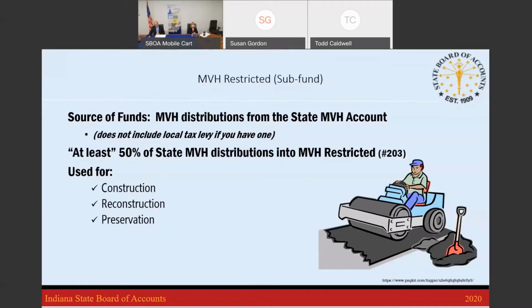The money in the MVH Restricted Fund can be used for construction, reconstruction, and preservation of your roads. Now, there are some definitions of what construction, reconstruction, and preservation activities are on our website. If you want to see that, it's probably easier to shoot me an email, and I can give you the link or show you how to get there. It's probably a little easier than trying to do it here. So go ahead and send an email to cities.towns if you want to see where those definitions are.